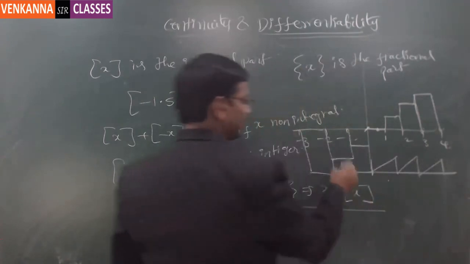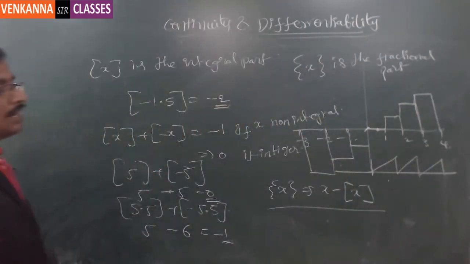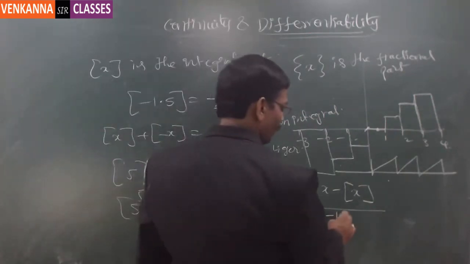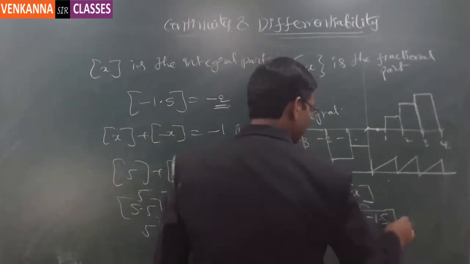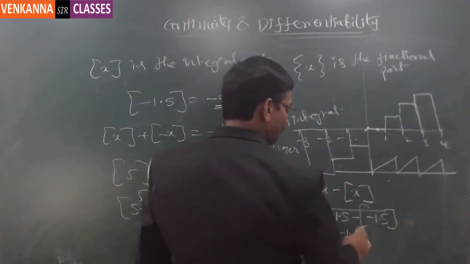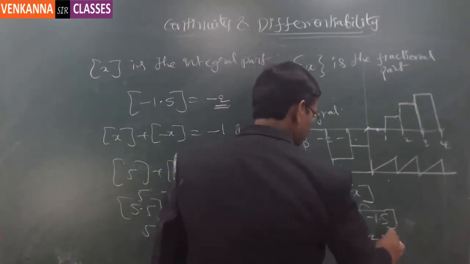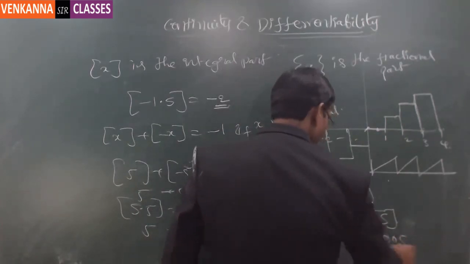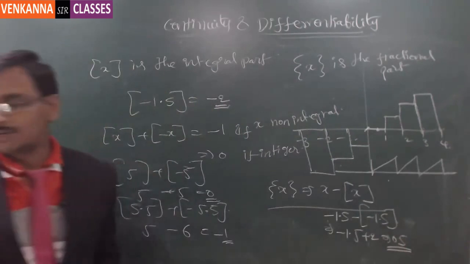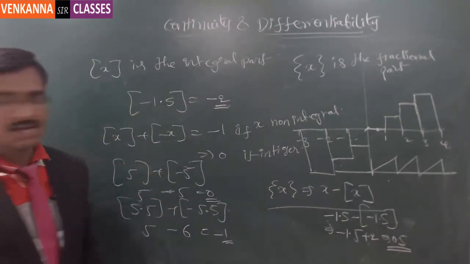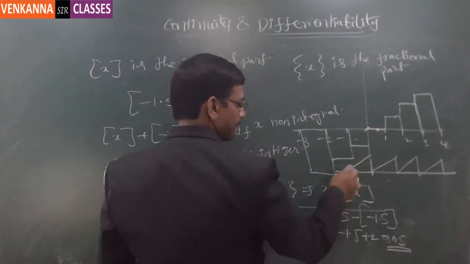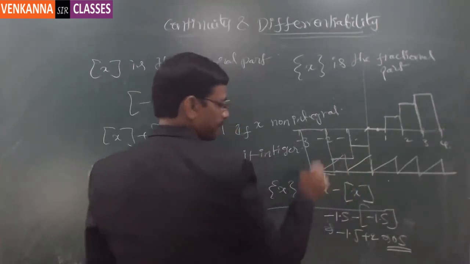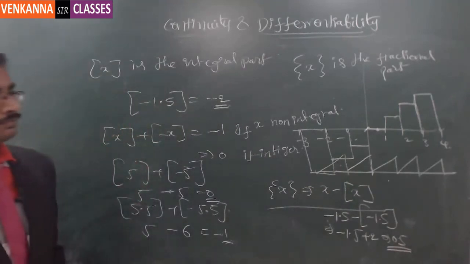Now on the negative side, we will see. Let us say I take -1.5, then -1.5 minus step of -1.5. So this value will be -1.5 plus 2. This is plus 0.5. Now this itself is sufficient to guess the curve of it. This is exactly the same curve. Got it?